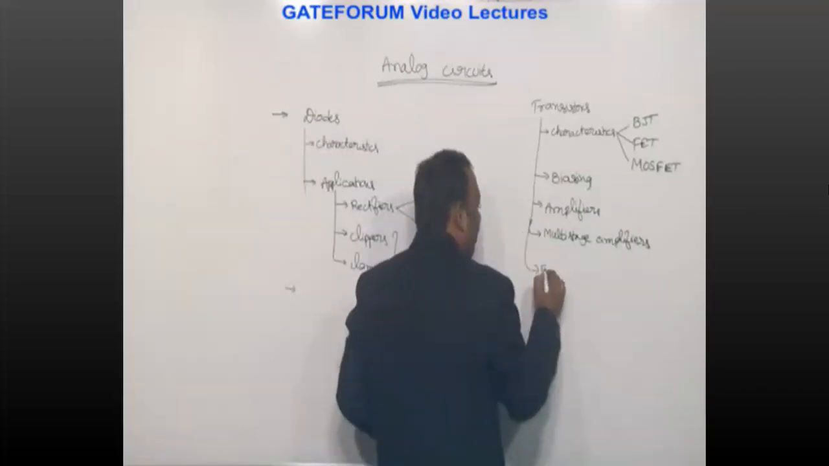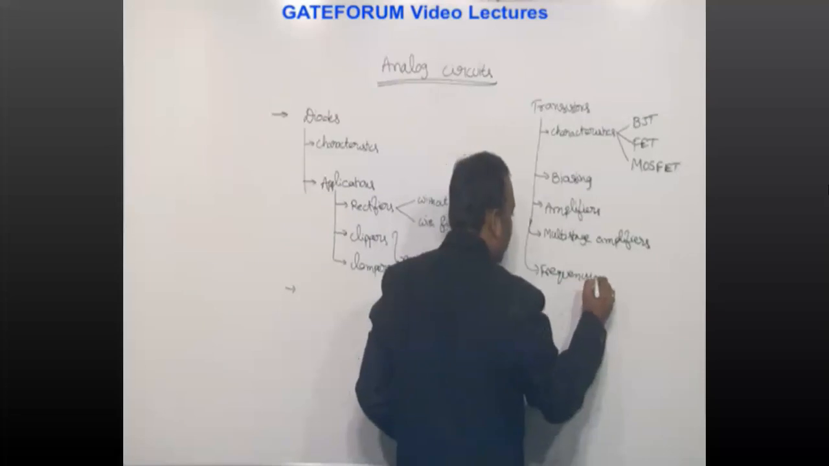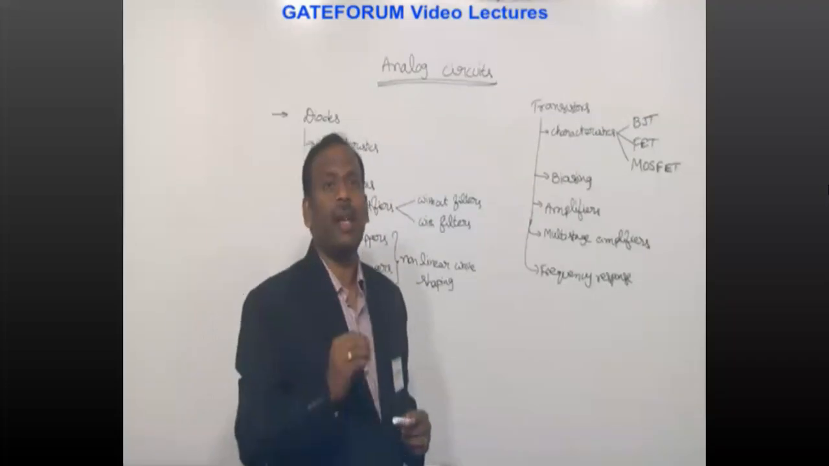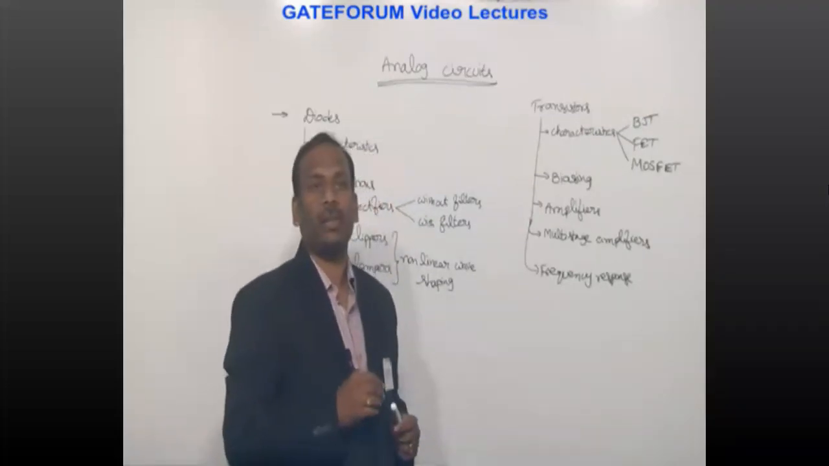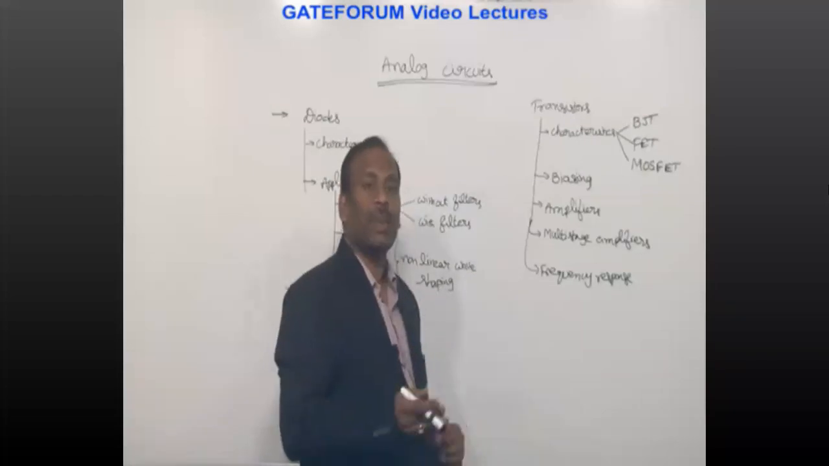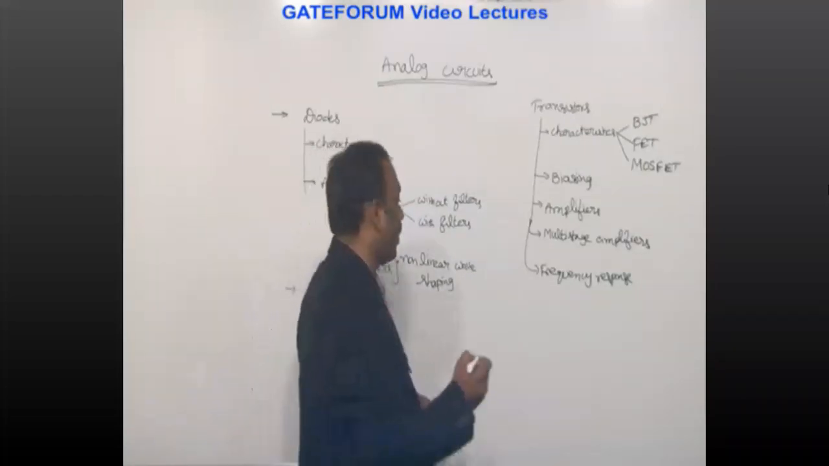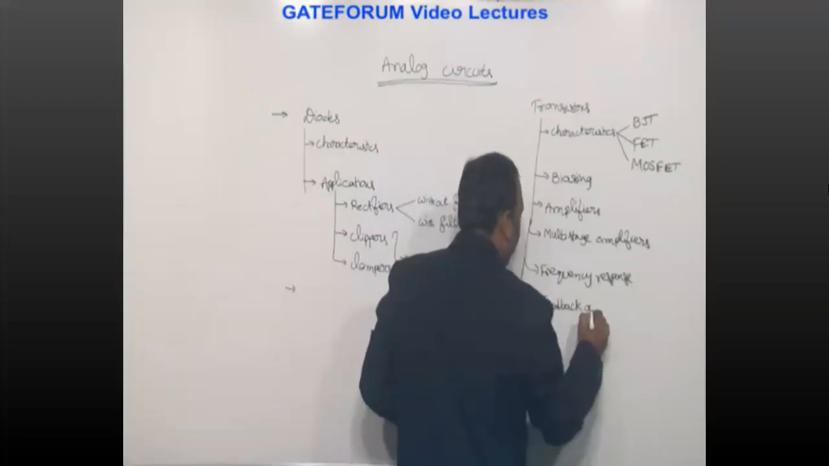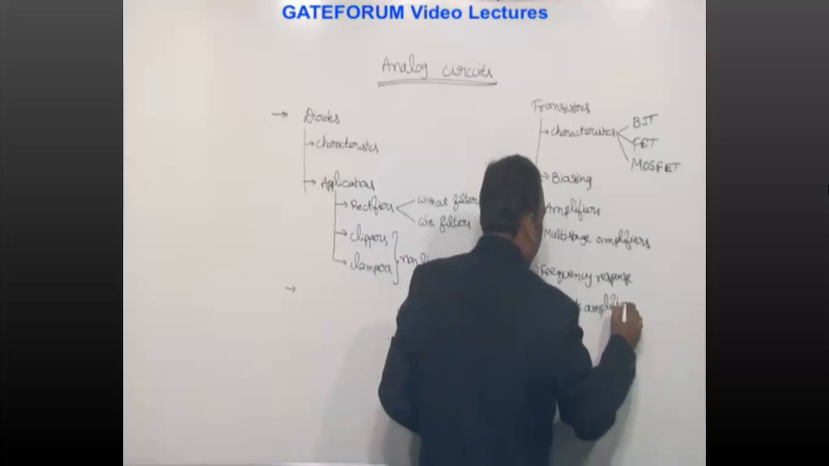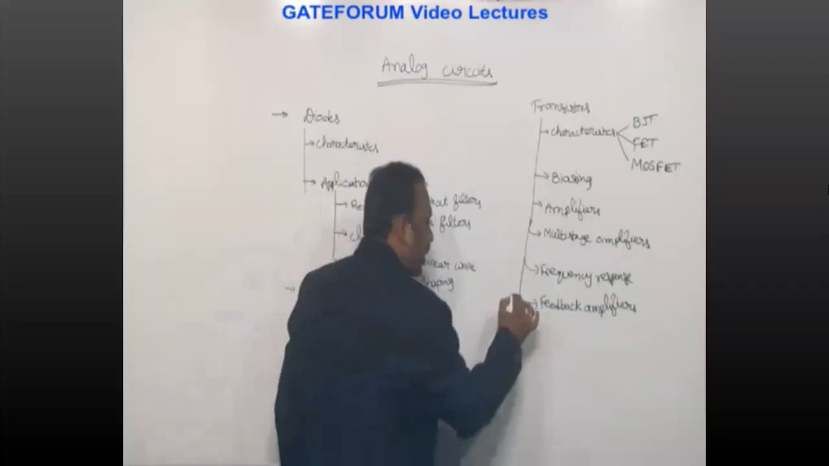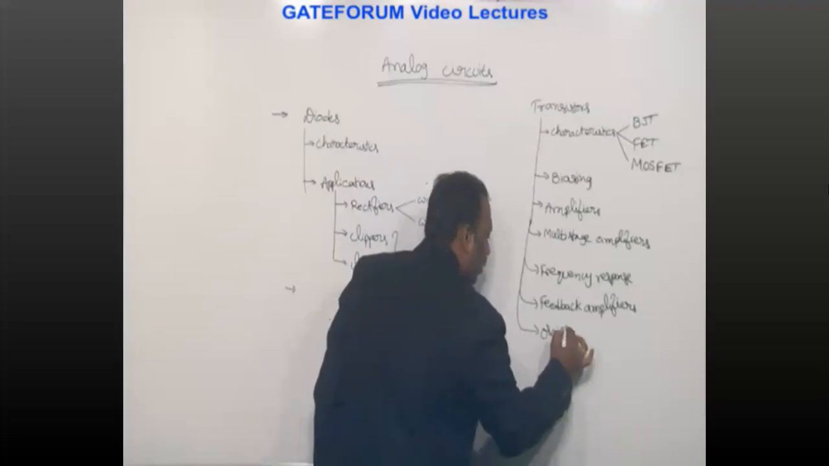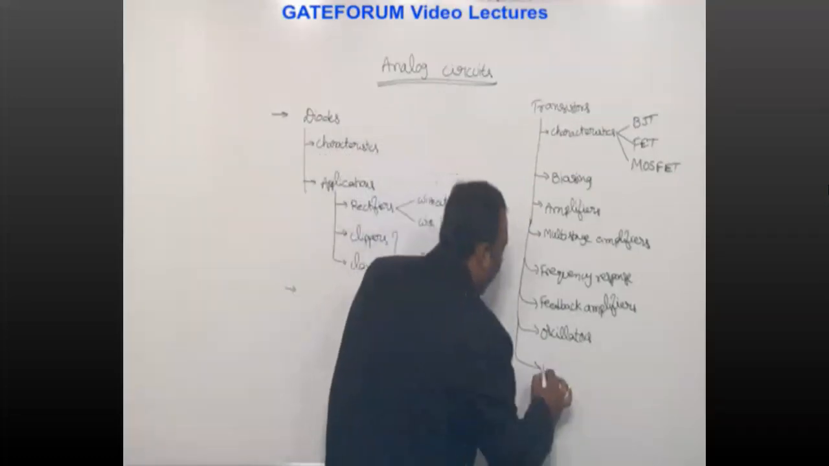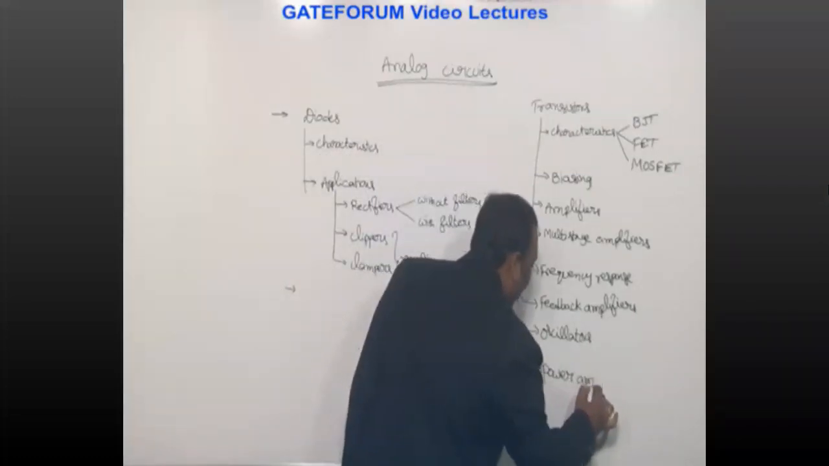Here comes next frequency response. Frequency response of a single stage amplifier, frequency response of a multi-stage amplifier. That we have to see under this frequency response. The next one is feedback amplifiers. The next one is oscillators. The last one under the transistors is power amplifiers.